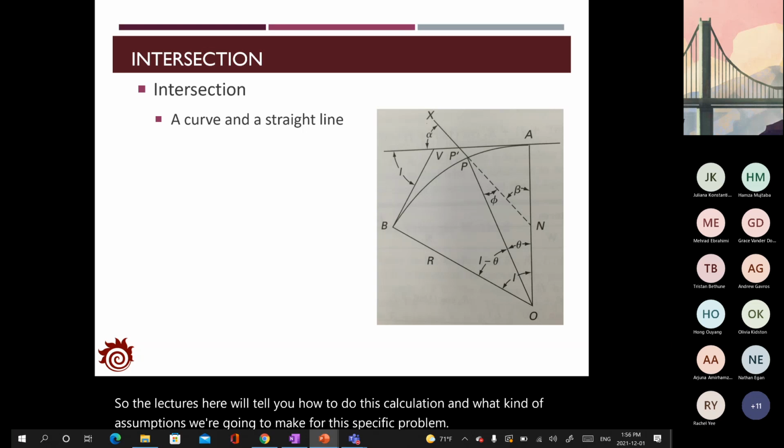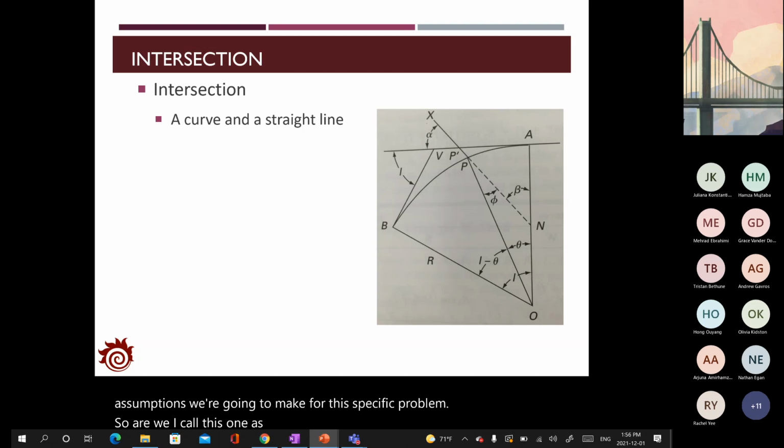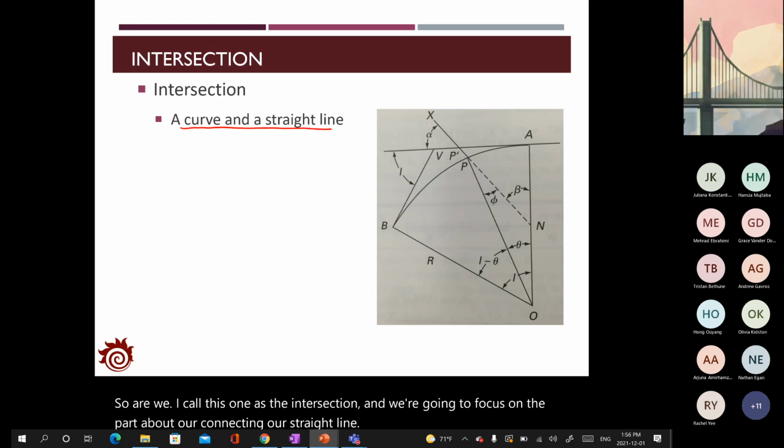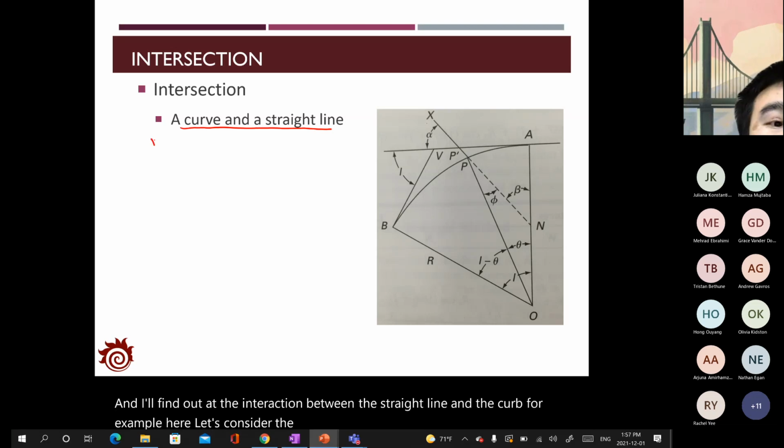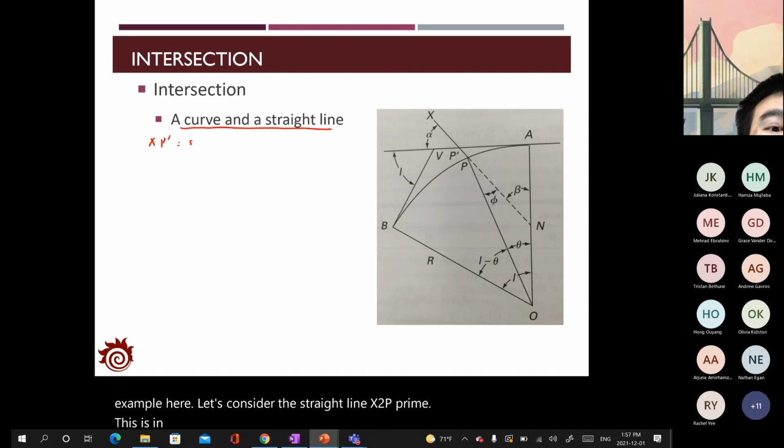So I call this one the intersection, and we're going to focus on the part about connecting a straight line and finding out the intersection between the straight line and the curve. For example, here let's consider a straight line X to P prime. This is a straight line.